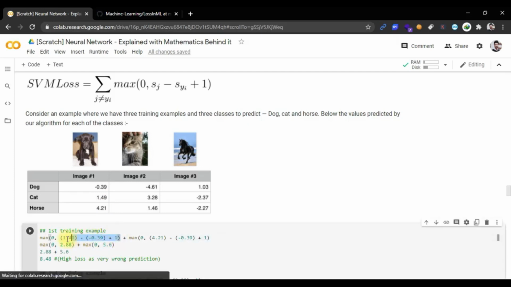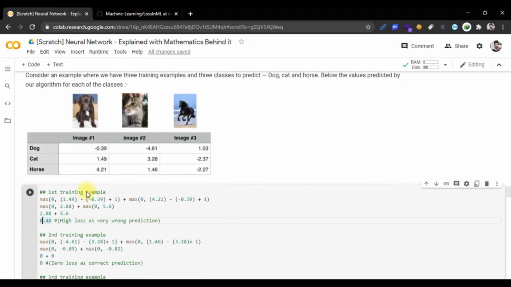This is our first condition here, and second we can take these two. These two are also here, and calculating the maximum function from here we can get these two. After getting these two we can add this and this. So this is a very high loss, which means this is the wrong output generated by our function.